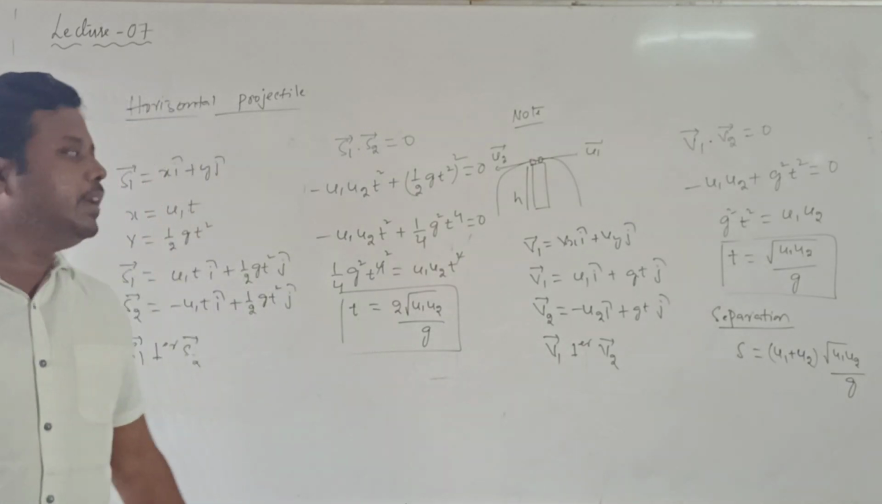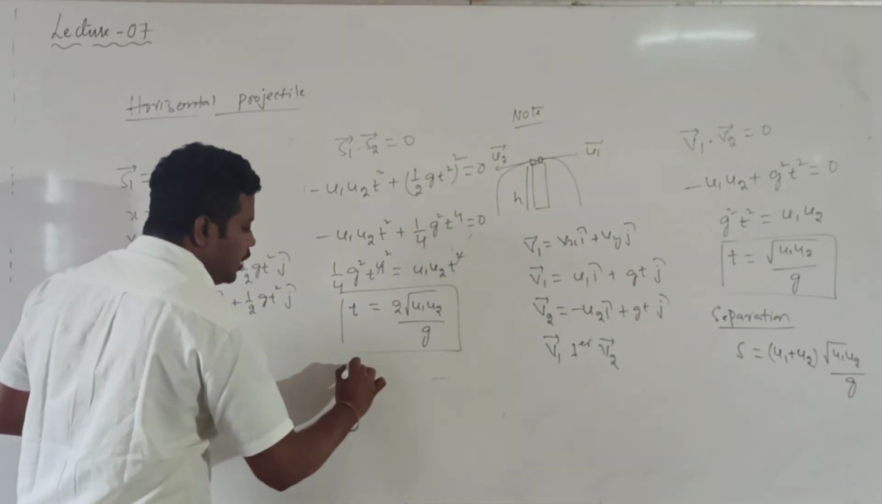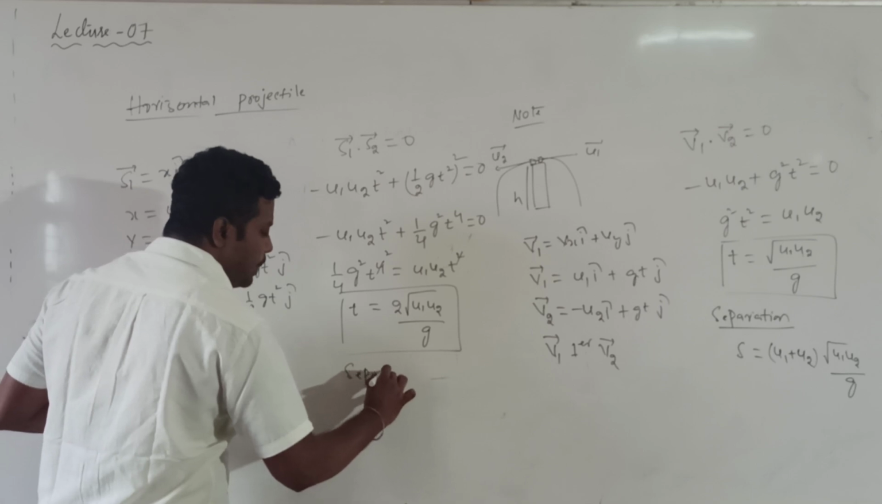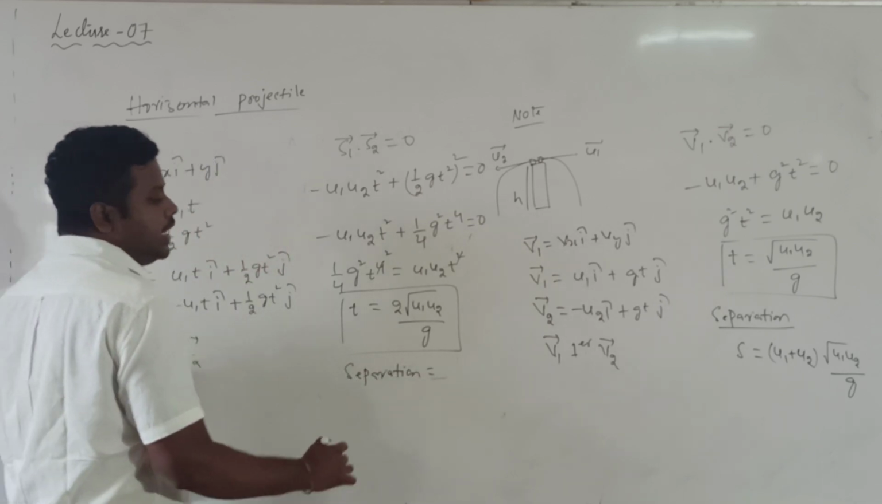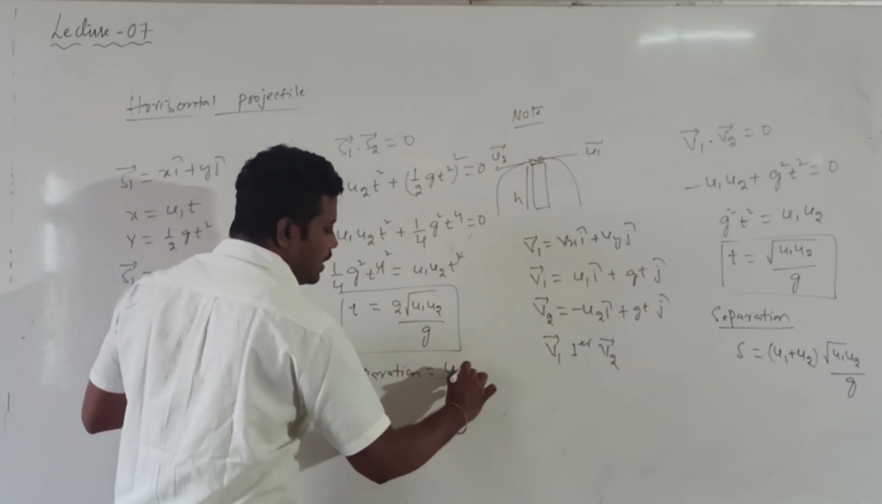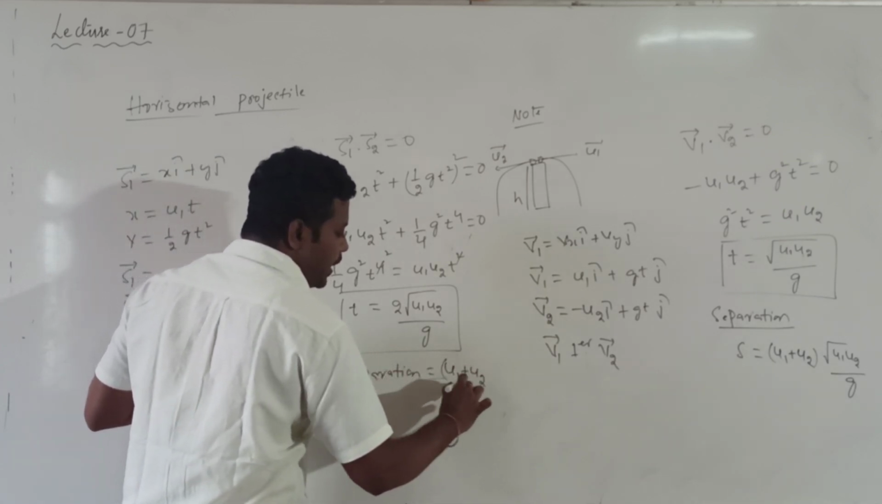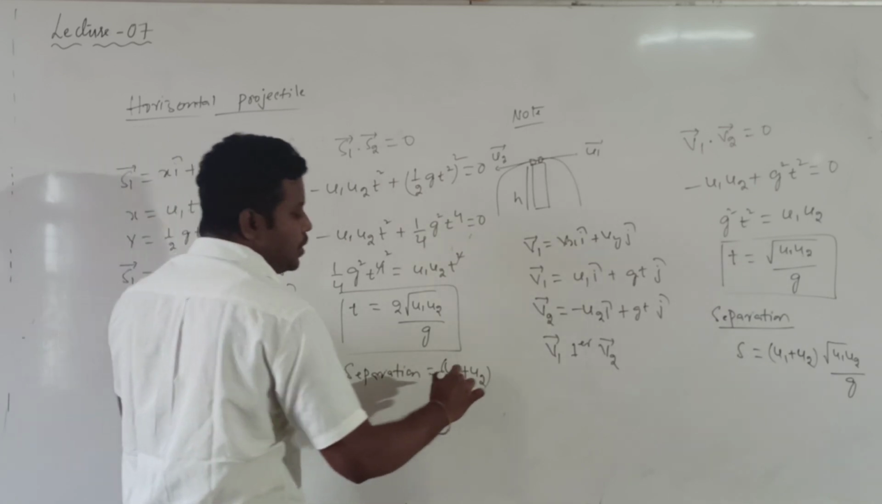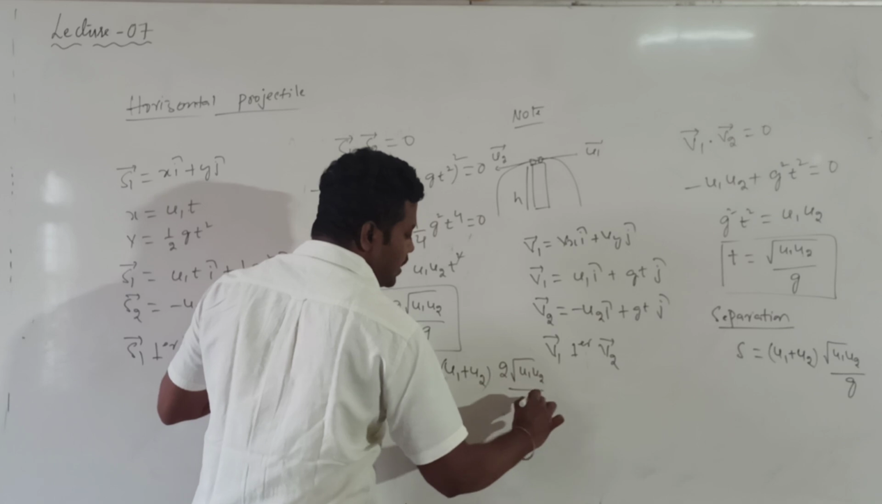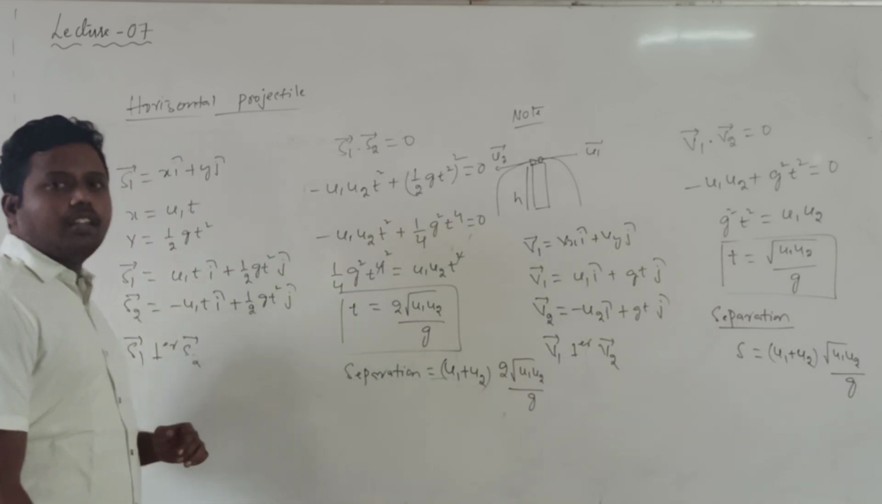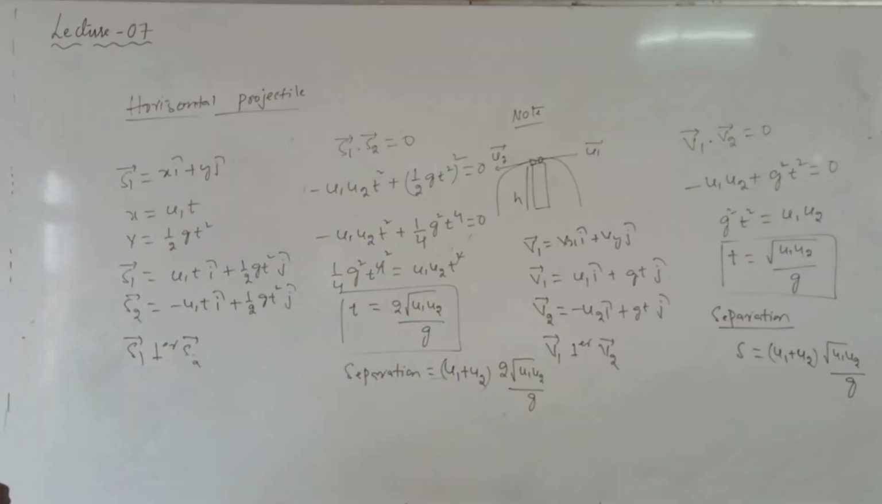Understood? Similarly, what is the separation between the bodies when the displacements are perpendicular? To calculate the separation, what is the formula? Velocity into time. Which velocity? Relative velocity. Since both the bodies are moving in opposite direction, so u1 plus u2 into 2 into root over u1 into u2 divided by g. Understood? So this is for horizontal projectile.